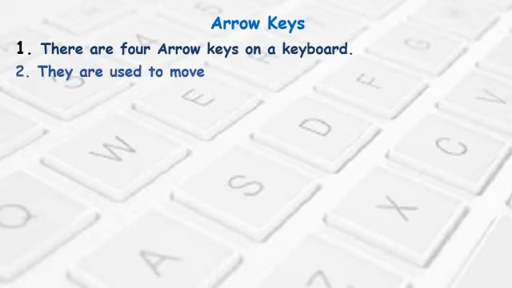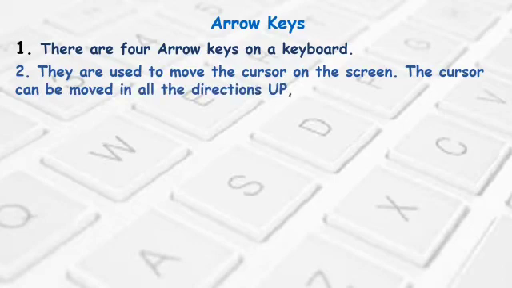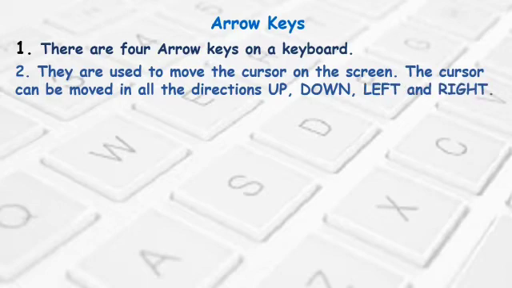They are used to move the cursor on the screen. The cursor can be moved in all the directions: up, down, left and right. So that is why we have 4 arrow keys, because we have 4 directions in which you can move the cursor on the screen while you are doing some work. And to move the cursor in all the different directions, we have different arrow keys present on the keyboard.